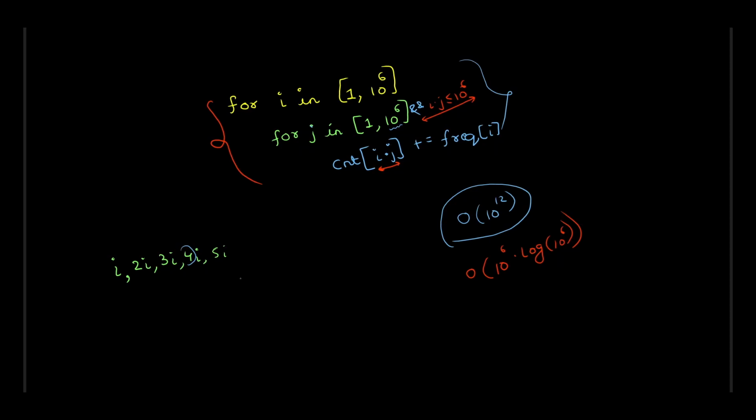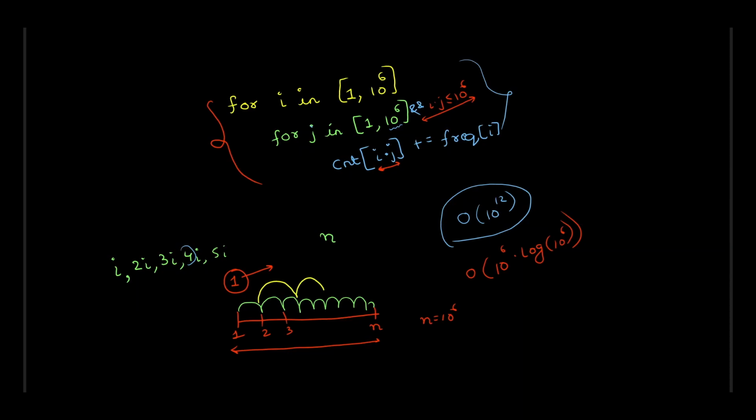So let's go step by step. If you have a number line 1, 2, 3, and this goes up to n, where n is equal to 10 to the power 6. For an element 1, how many multiples will exist in this? How many elements will you mark as a multiple? You can see that all the elements are multiples of 1, right? So there are n elements. But for 2, how many elements will you mark as multiple? You can only mark in jumps of 2, right? So there will be only n by 2 elements.